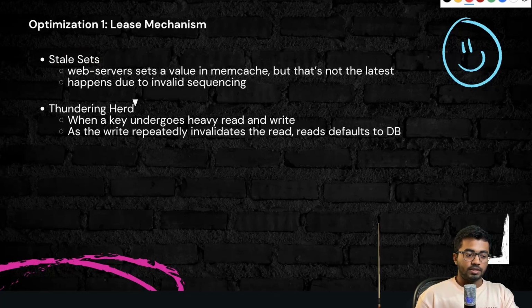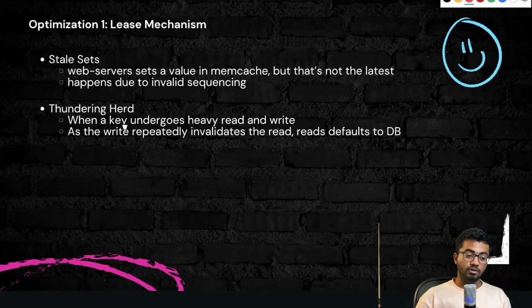And the second problem is the thundering herd. So what exactly is a thundering herd? When a key undergoes heavy read and write, if you remember the first diagram, every write in the database deletes the key, right? That means if any read requests happen during that time, they have to go to the database. So if there is a huge number of writes and reads, there'll be a lot of default reads. That means a lot of cache misses, and that will lead to a huge load on the backend system.